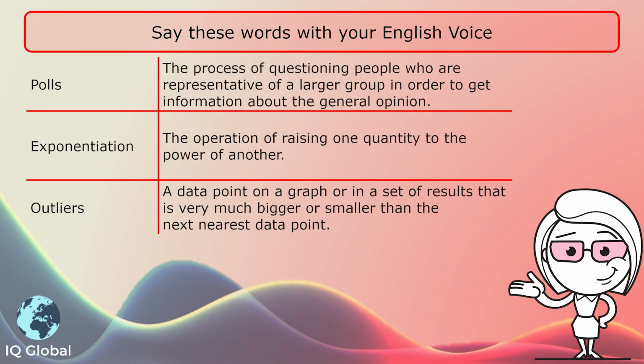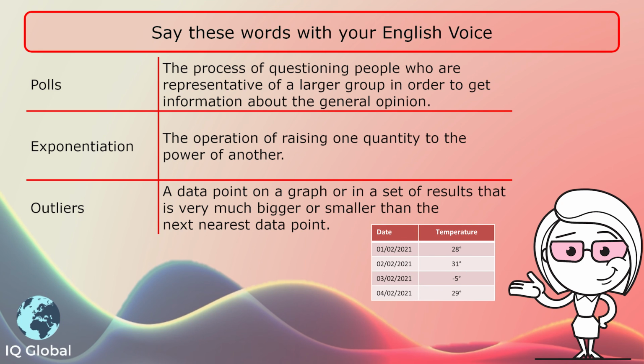And finally, outliers. So this is a data point on a graph or in a set of results that's very much bigger or smaller than the next data point. Going back to our example of the temperatures, this would be an outlier. It is much smaller than the next data point.